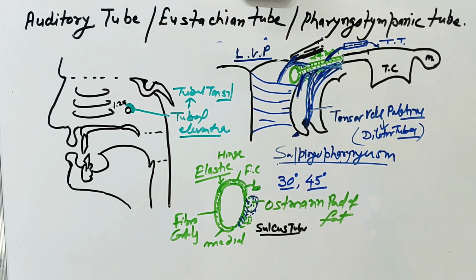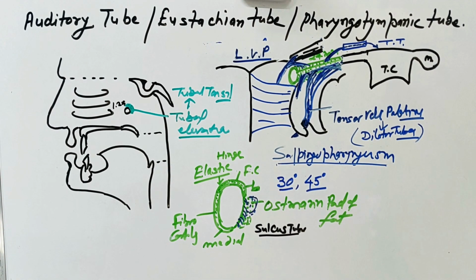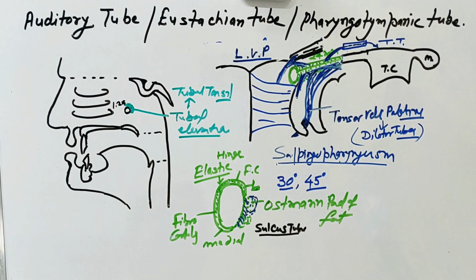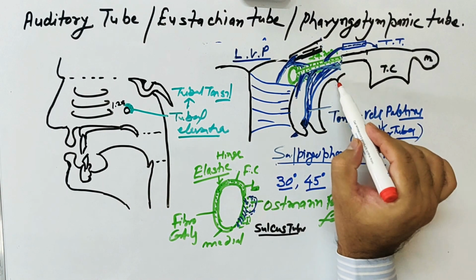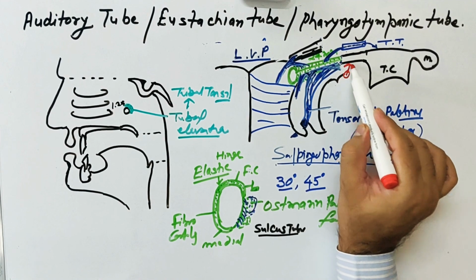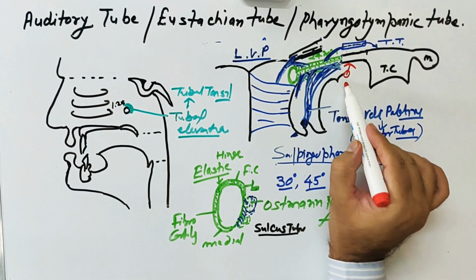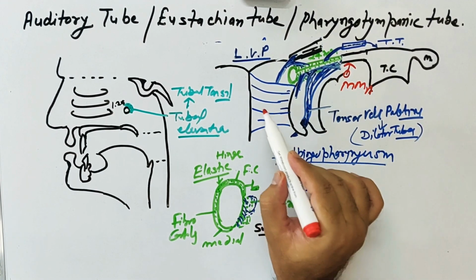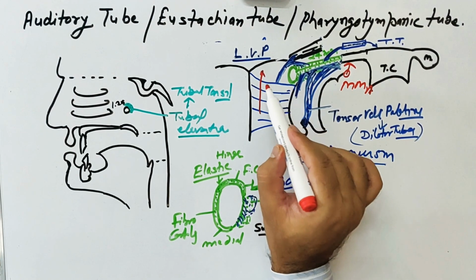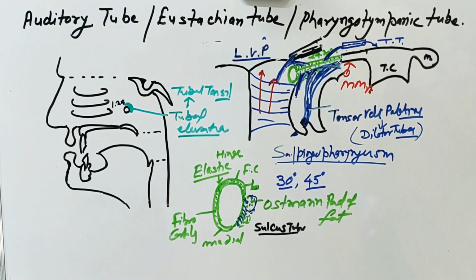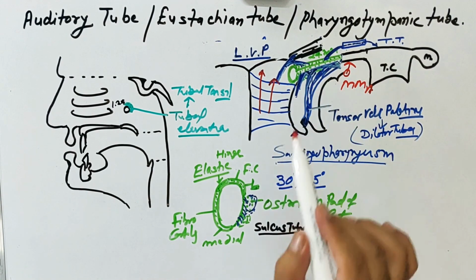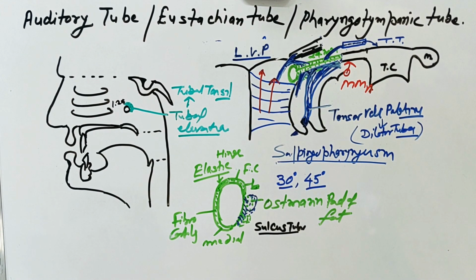If you see the arterial supply, it is supplied by the middle meningeal artery. So here is the middle meningeal artery, here is the foramen spinosum, through which the middle meningeal artery goes. Here is the ascending pharyngeal artery, and the ascending palatine artery. And venous drainage, veins from here go into the pterygoid venous plexus and pharyngeal venous plexus.